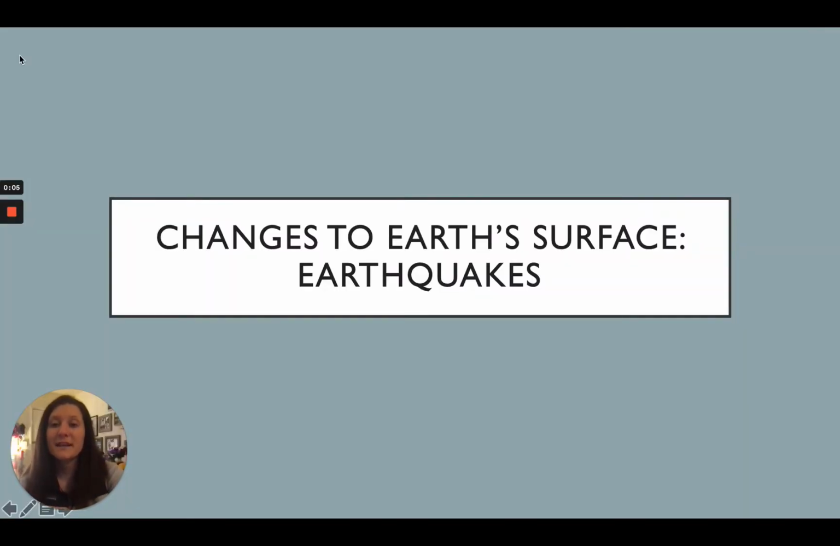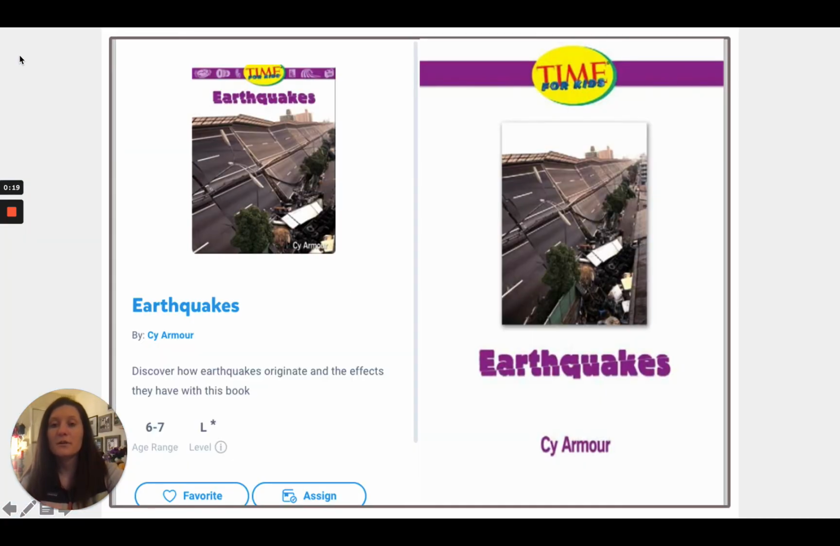Today for science, we are going to be looking at a book that has to do with changes to Earth's surface, and we're going to specifically be looking at and reading about earthquakes. So we're going to be looking at this Time for Kids book entitled Earthquakes. We're going to discover how earthquakes originate and the effects they have.